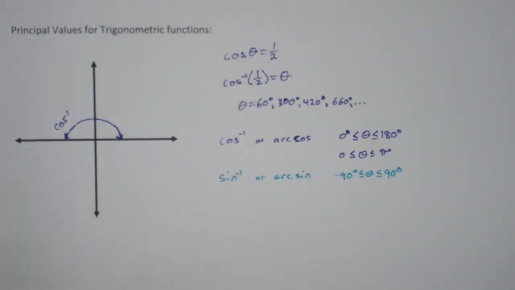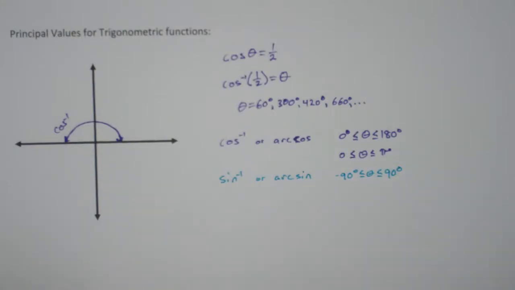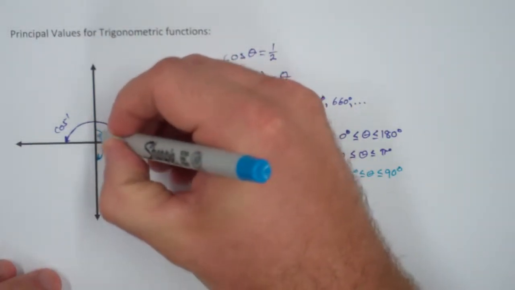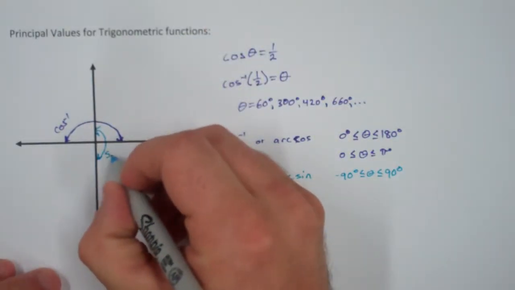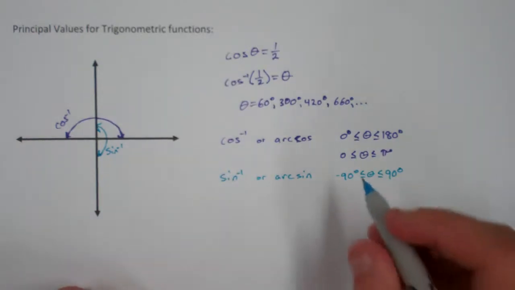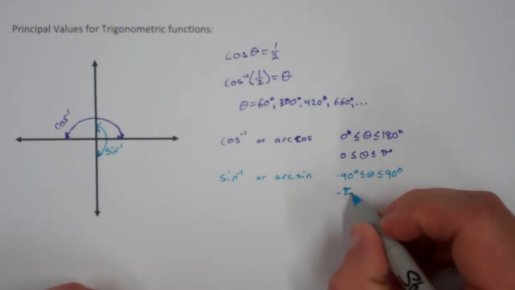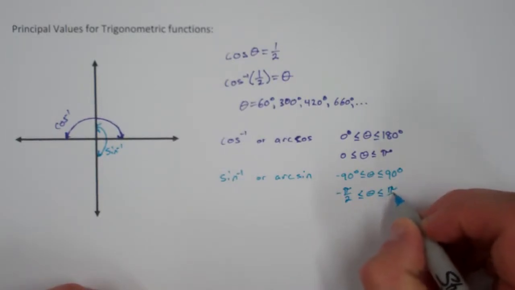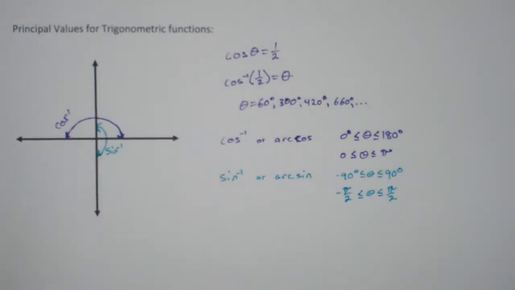Turns out that the tangent is very similar to the sine. Oops, I should have drawn that on the coordinate plane here, pardon me. So those will be our inverse sine values. Okay. And in radians, my fault again: negative pi over 2 is less than theta less than pi over 2. Okay, I think we're good now.